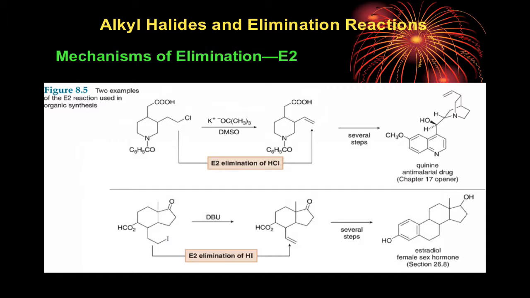Notice we get the alkene right between the alpha and the beta carbons. We get this primary, or this monosubstituted alkene. And then through several steps, they were able to convert this molecule into quinine, which is an anti-malarial drug, right? So if you live in a country that is prone to malaria, they quite frequently lace water with quinine, and you can have a way to help fight off malaria.